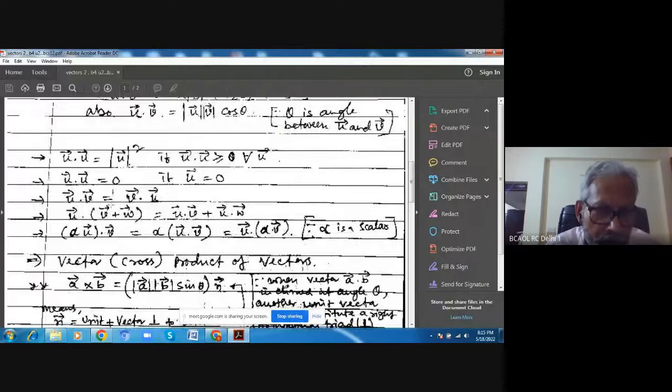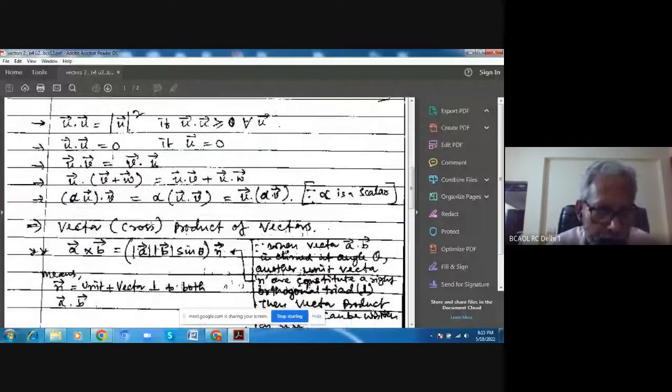So this also you can take a note, screenshot, whatever it is, and it is in the study material also available, but not in one place. I am just trying to write in one place so that you can use it nicely. Okay, another thing, vector cross. Now another thing, vector cross product of vectors.